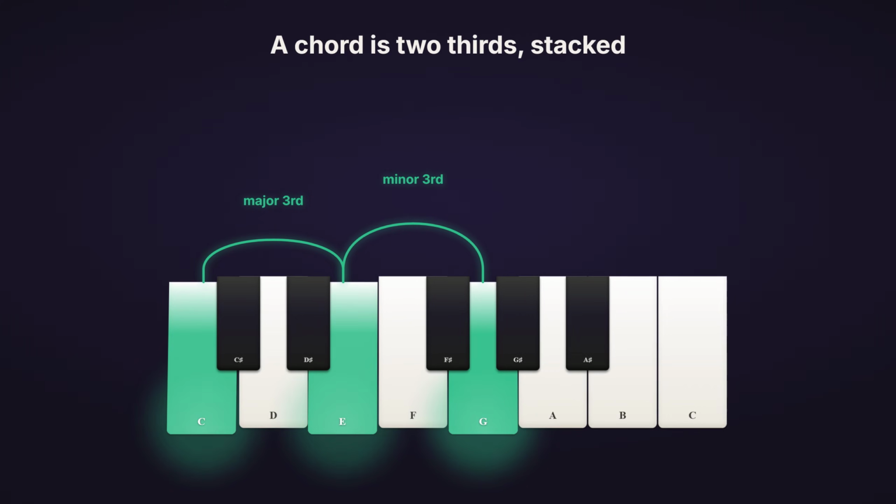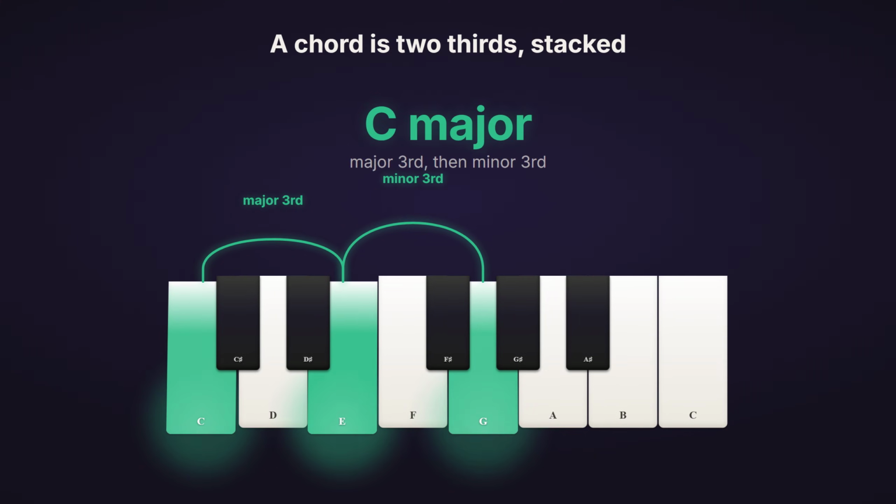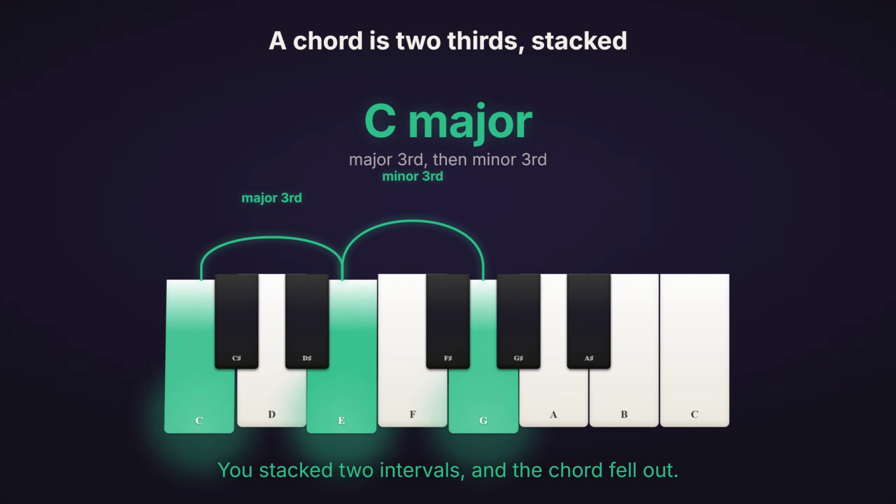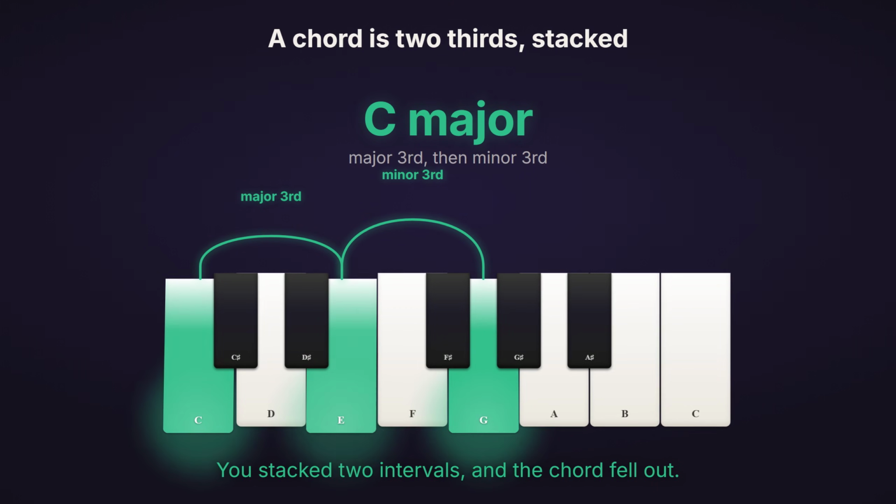That particular spacing, a major third on the bottom and a minor third stacked above it, is a major triad, the most common chord in all of Western music. Listen to it. C, E, G, bright and settled, the most resolved sound you can play. Notice exactly what you did there. You did not memorize 3 random notes and hope they fit. You stacked 2 intervals, 4 semitones then 3, and the chord simply fell out of the pattern. Change those intervals and you change the chord, which is the next thing I want to show you.